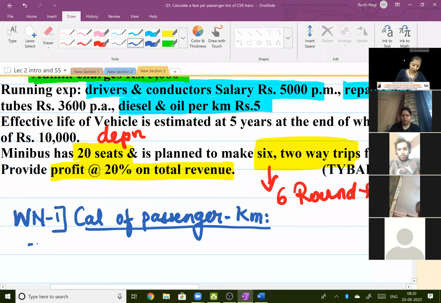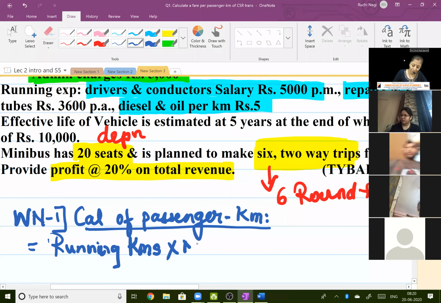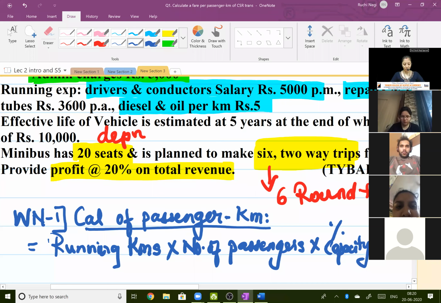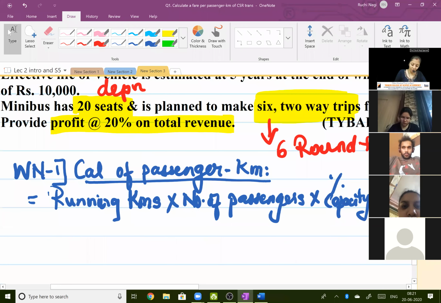Okay, write down the formula. It is running kilometers into number of passengers into percentage capacity. Write on. Right? Calculation of passenger kilometer. This is the formula. Right?